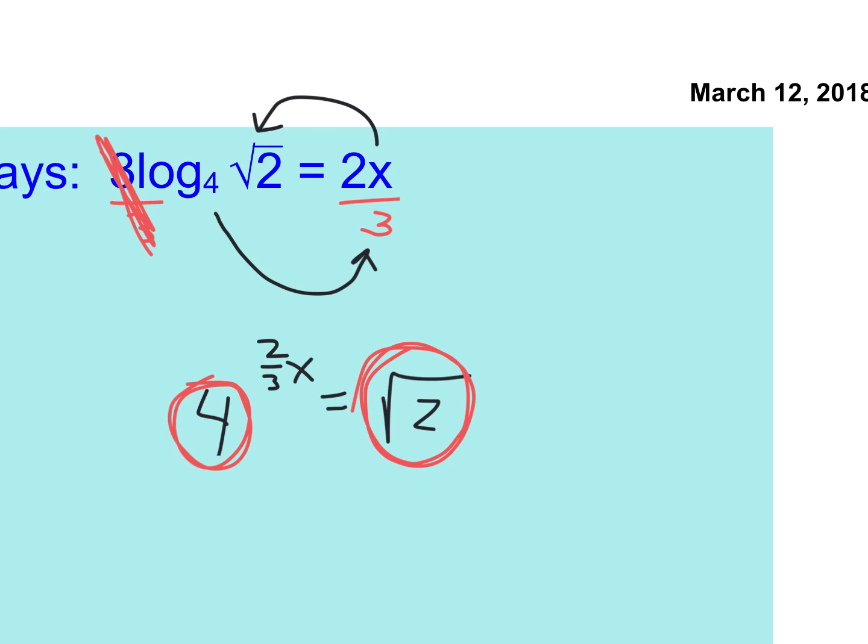But either way, one thing you'd really want to know is that the square root of 2 is like 2 to the 1/2 power. That means the same thing as the square root of 2. You know that, right? Square root of 2 means 2 to the 1/2. That might help.